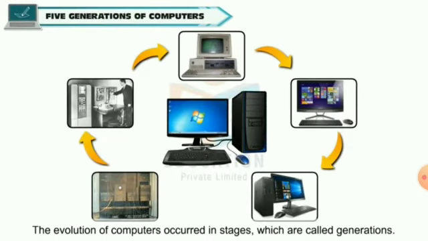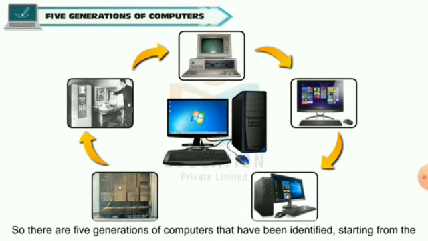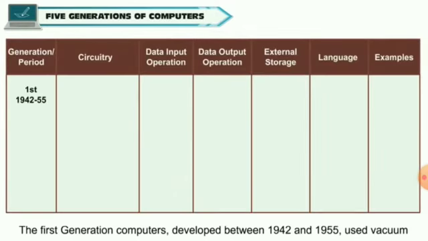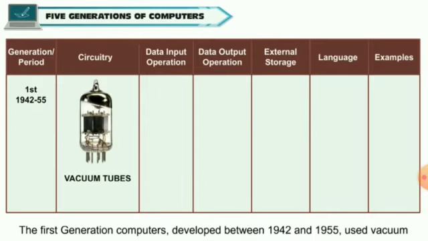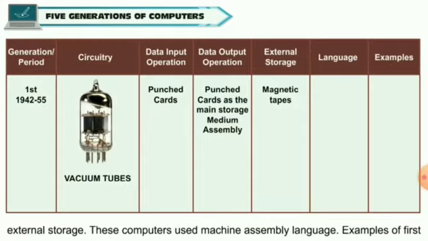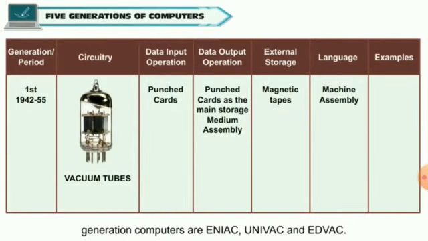The evolution of computers occurred in stages, which are called generations. There are 5 generations of computers that have been identified, starting from the most primitive to the most advanced. The first generation computers, developed between 1942 and 1955, used vacuum tubes. Data input and output was on punched cards, while magnetic tape was used for external storage. These computers used machine assembly language. Examples of first generation computers are ENIAC, UNIVAC, and EDVAC.